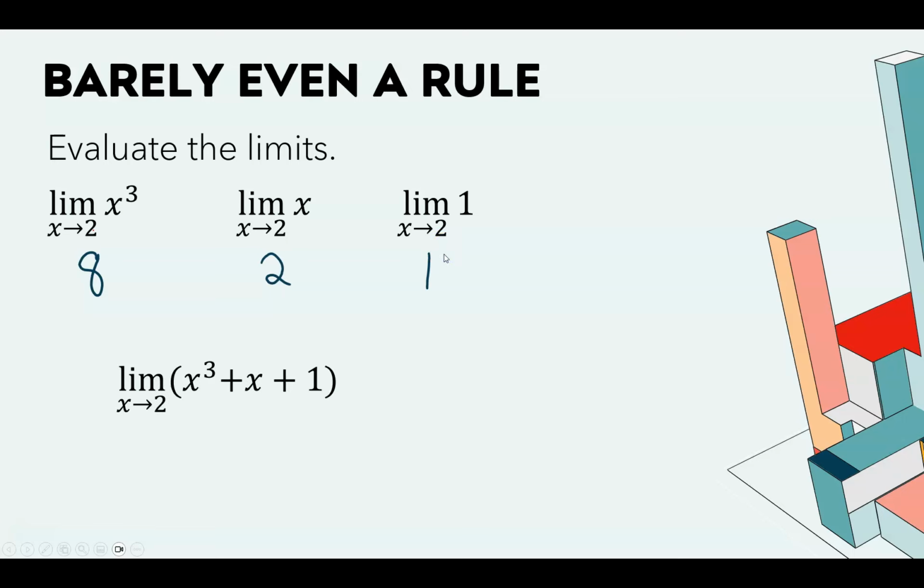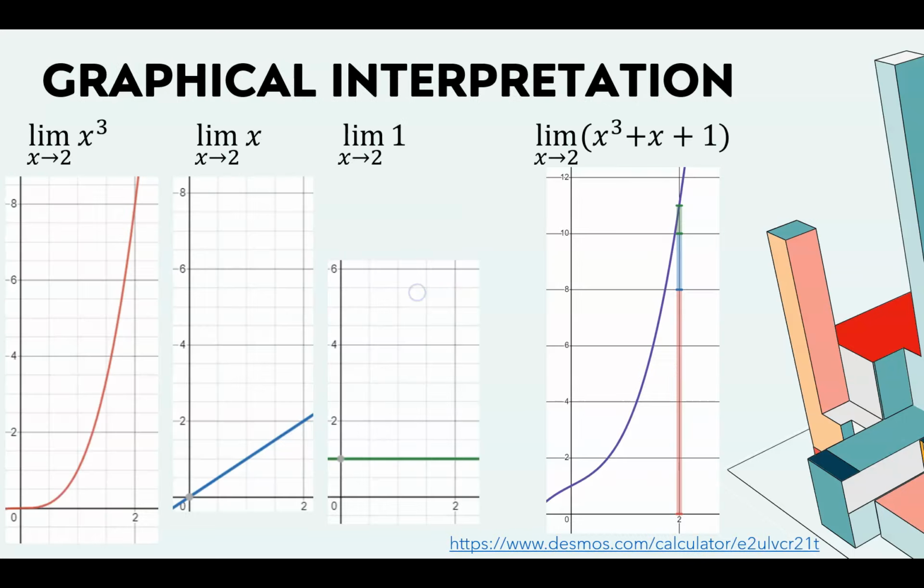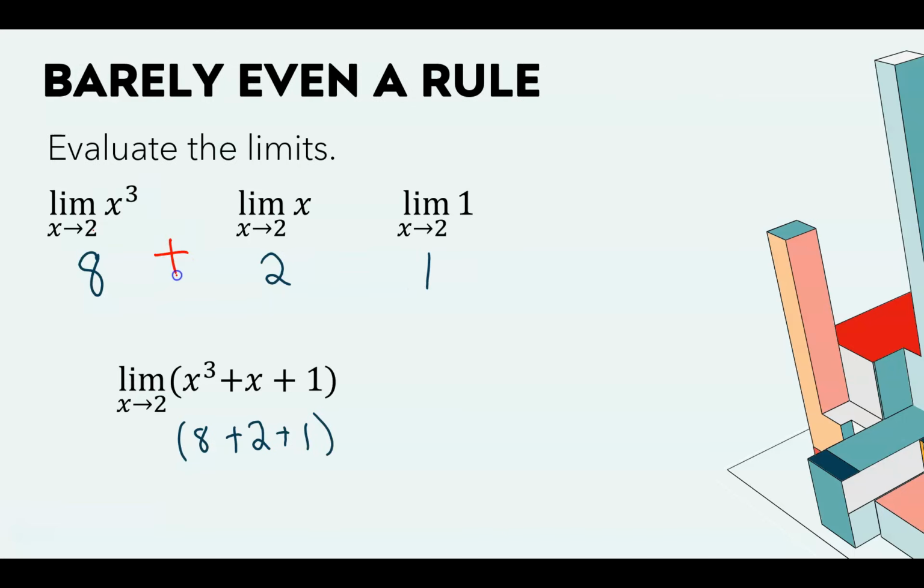Okay. So what do you suppose we would get for the limit as x approaches 2 of the sum of x cubed plus x plus 1? And the answer is, of course, 8 plus 2 plus 1. Each of those individual limits added together. So you might not think of that as a big deal, but it kind of is.